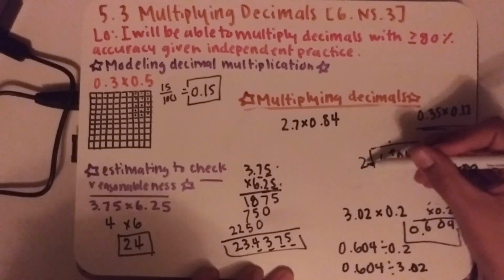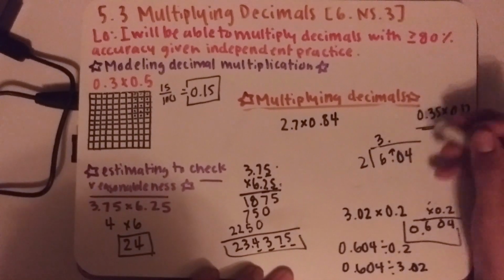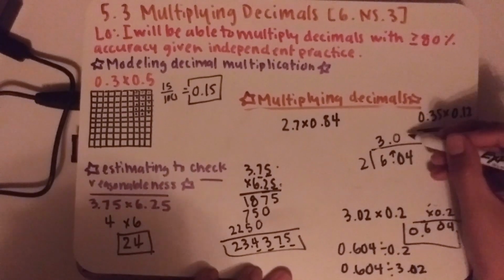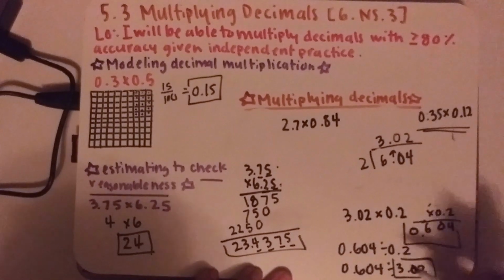So I go, how many times does 2 go into 6? That's 3. I don't have anything left. And then how many times does 2 go into 0? That's 0. How many times does 2 go into 4? That's 2. Did I get my other number? Yep, I did. So it's correct.